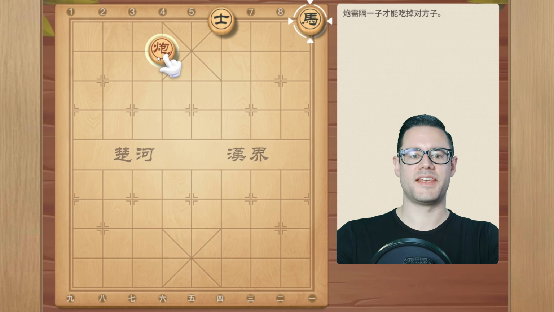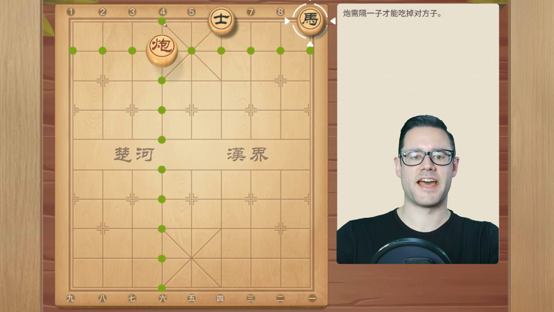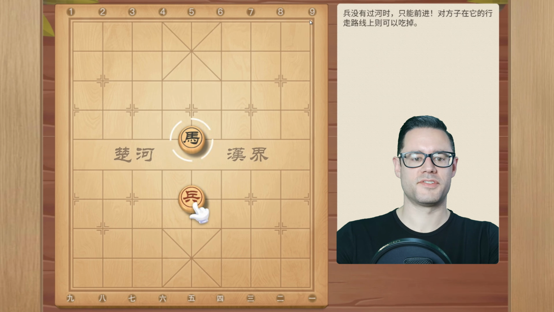Here's another cannon example. In order to target the horse, we need to position the cannon so that there is exactly one piece between our cannon and the horse. In this case, it's this advisor, and we can jump over the advisor to capture the horse.